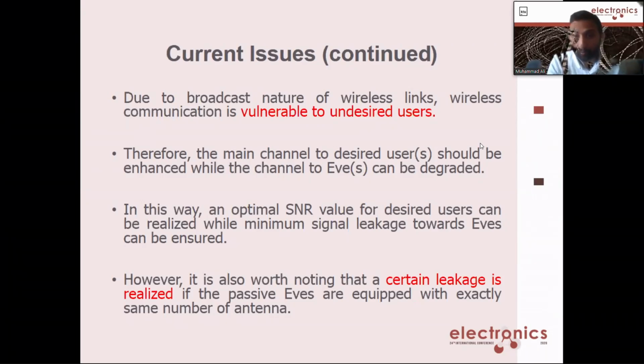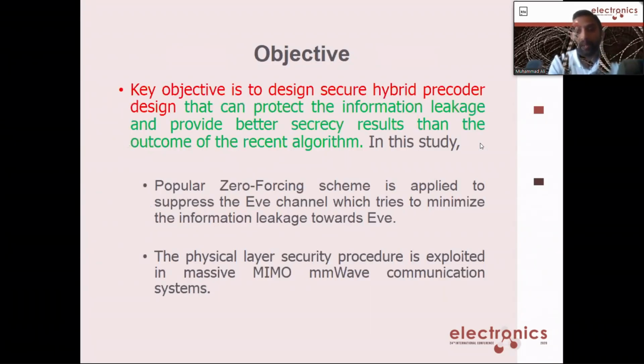But there is also a very important thing: if the eavesdropper is equipped with exactly the same number of antennas as deployed by the transmitter or the intended receiver, in this case, certain information leakage can be realized. So the main objective of this study is to design such a secure hybrid precoder which can protect against information leakage towards the eavesdropper. And the second objective is that we will compare our proposed model with the most recent algorithms in the literature.